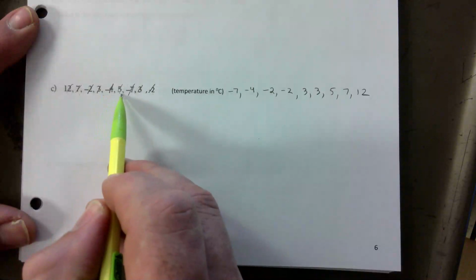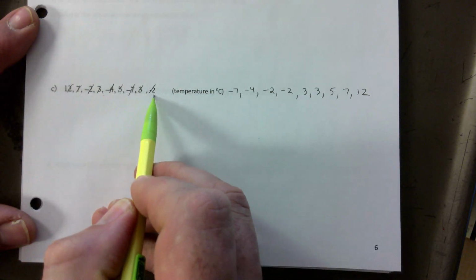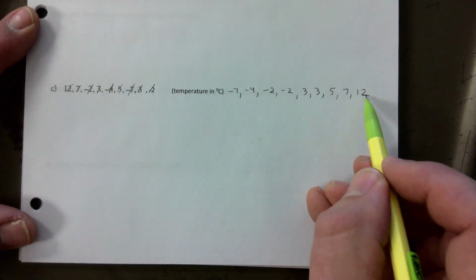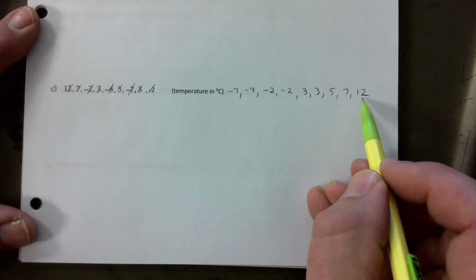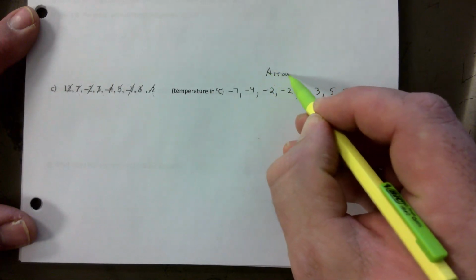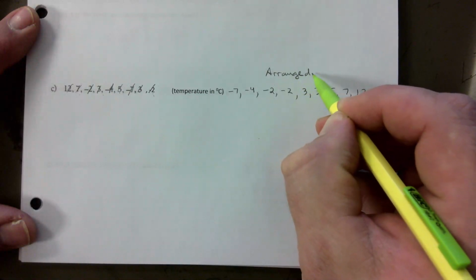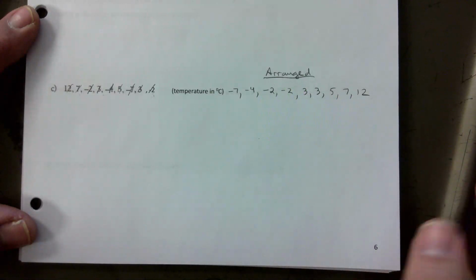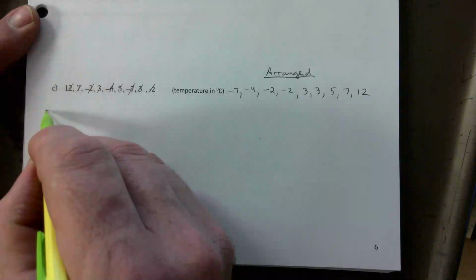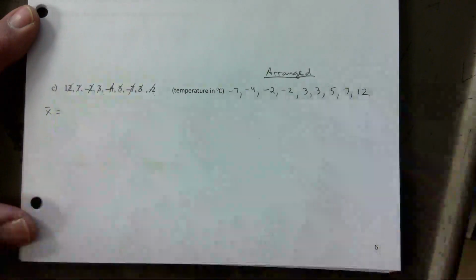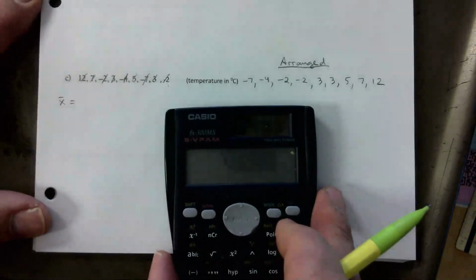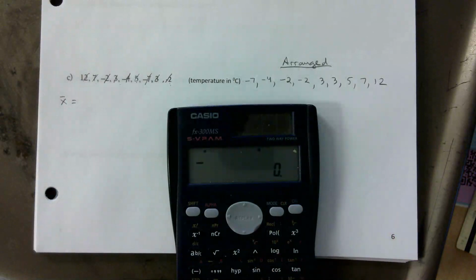Count. 2, 4, 6, 8, 9 values. So you should have 9 here. This is arranged right here. Most likely you're going to need this anyways, so might as well do it right off the bat. So find the mean. Grab your calculator. You need to be good at adding negatives. I hope your calculator will cooperate on this one.